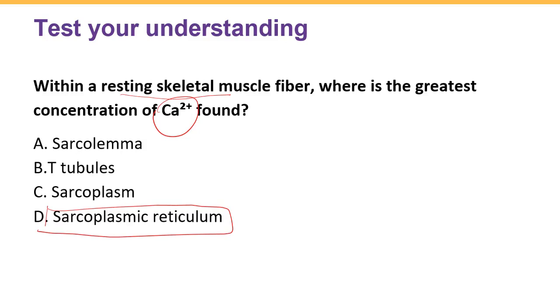Sarcolemma is the plasma membrane. We do not have calcium ion in the plasma membrane, right? Tubules also are the extension of the plasma membrane into the muscle cell that's going to be carrying the electrical signals, not calcium. Sarcoplasm is the cytoplasm of the muscle fiber. So when it's asking within a resting skeletal muscle fiber, the calcium ion would be found a lot in the sarcoplasmic reticulum. But if it's asking when a muscle is in the contracted situation, then we should expect to have more calcium ion in sarcoplasm because they should be released into the cytoplasm from the sarcoplasmic reticulum, right?